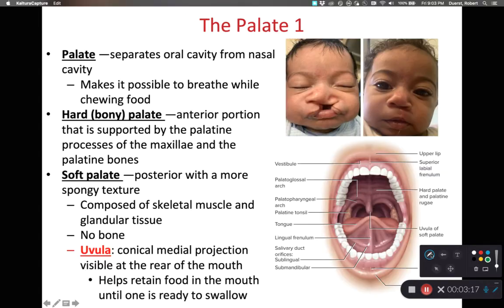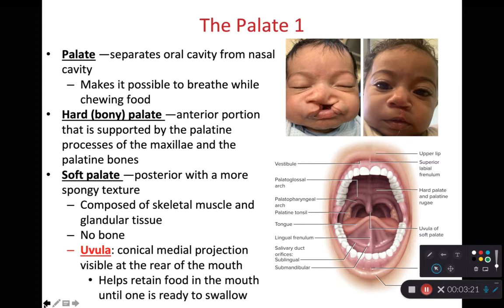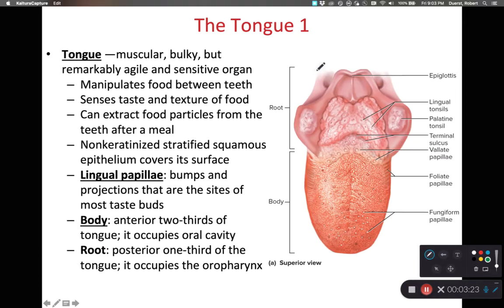We have the root of the tongue. Let me back up a slide here. We have the root of our tongue, which is going to help anchor it into the oral cavity and the pharynx. And then we have the body of the tongue, which is going to be the part that can extend upward into the oral cavity.